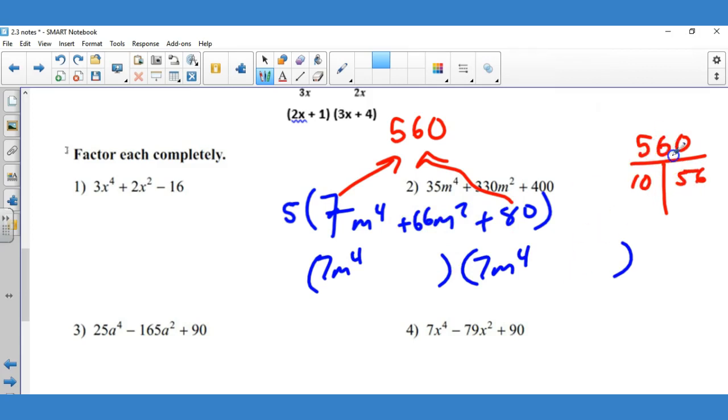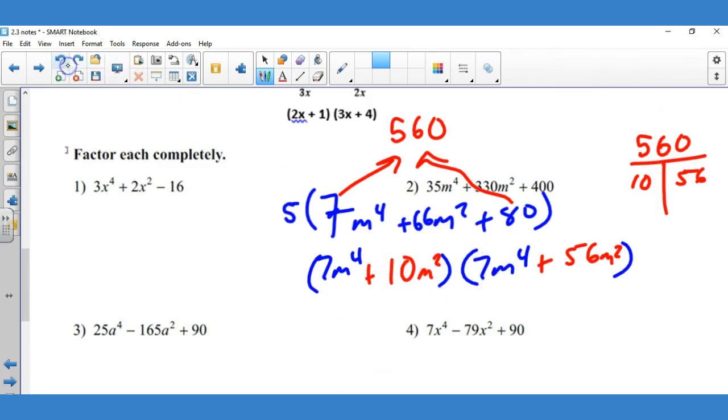10 times 56 is 560, and 10 plus 56 is 66. So we're going to go 10m squared, because this is m squared, and 56m squared. Now we're not done. And here's the hint: you know you're not done because these are the same values.